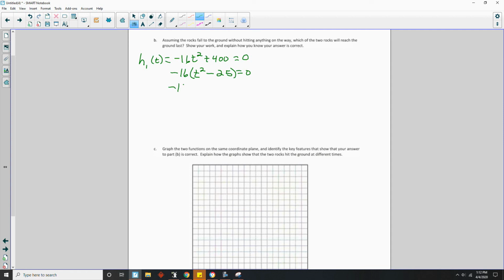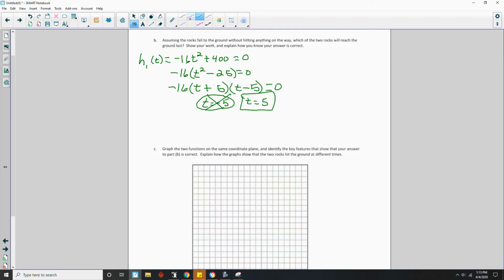So now I can factor this. I have a difference of perfect squares. The square root of T squared is T plus the square root of 25, and the square root of T squared minus the square root of 25, equals 0. So this negative 16 is not going to get used. We just have to set each factor equal to 0. So T plus 5 equals 0 will give us T equals negative 5. And this one will give us T equals positive 5. Since this is an extraneous solution, we aren't going to use it. So the answer is 5 seconds. So it'll take 5 seconds for the higher climber's rock to hit the ground.